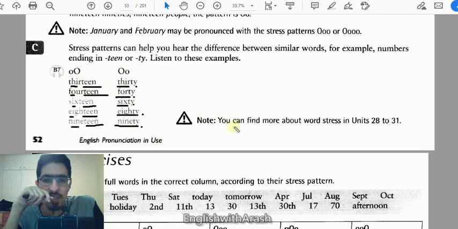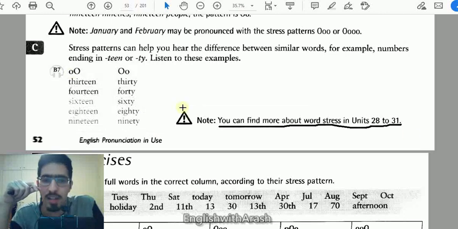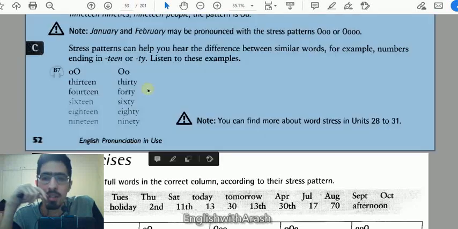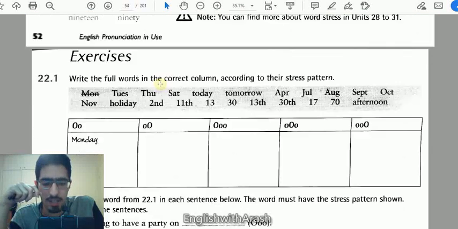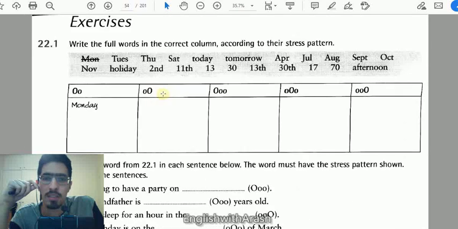So yeah, it says you can find more about word stress in Unit 28 and Unit 31. So that was what we were talking about, stress patterns. And I told you it's very important. Try to record yourself. And yeah, that's the lesson. So now we want to do the exercises. But I think with this connection, we can't do it. So probably we'll do it next session.